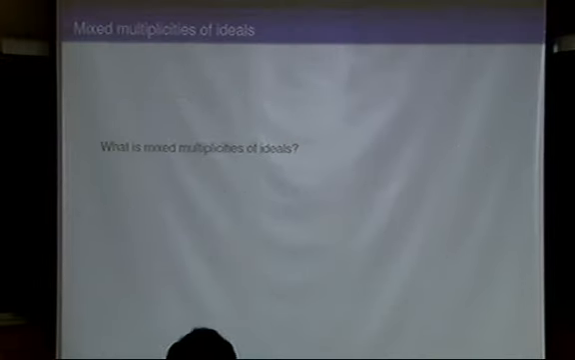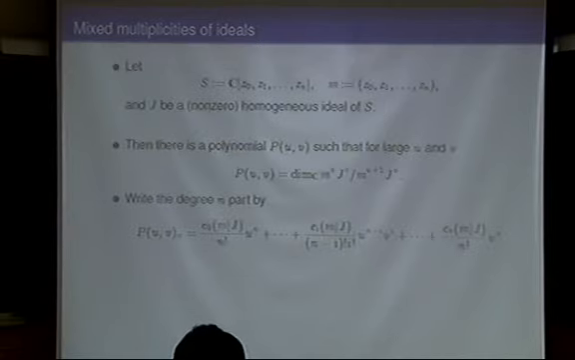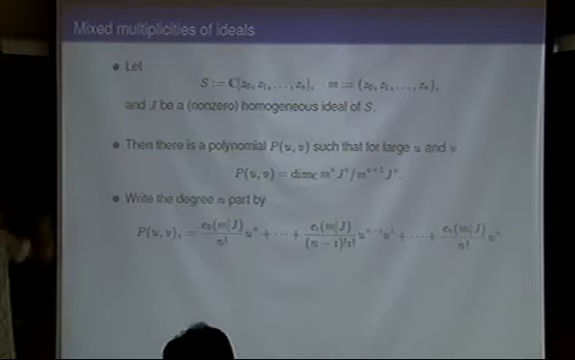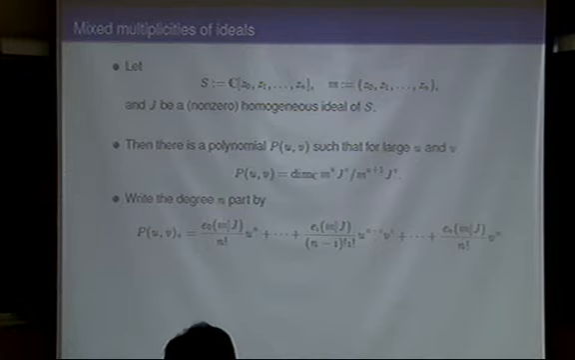That will conclude our theorem. But before that, let me introduce what the mixed multiplicities of ideals are. Our setting is this. Of course, you can do it in a much more complicated setting, but this will be sufficient for our purpose. Let S be a polynomial ring in n plus 1 variables, and I'll write m for the maximal ideal generated by the variables. And let J be a homogeneous ideal of S.